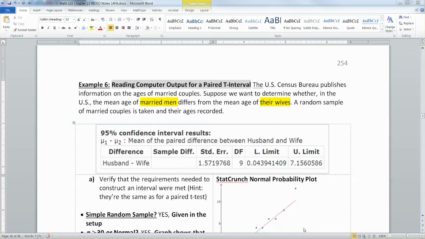Now that we know how to find a paired t-interval by hand, we're going to take those ideas and apply them to a problem where a lot of the heavy lifting's been done for us by a computer program, but we're going to have to apply what we know and see if we can figure some stuff out.